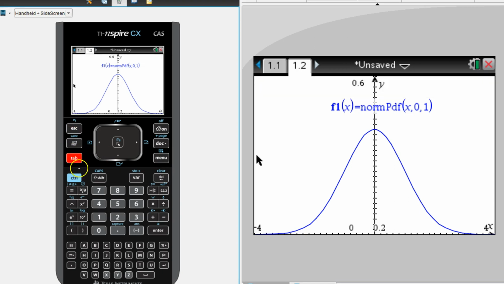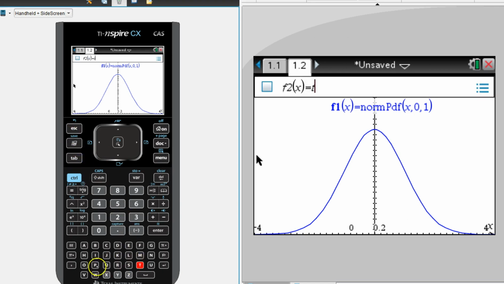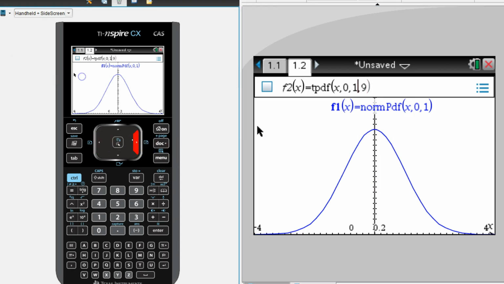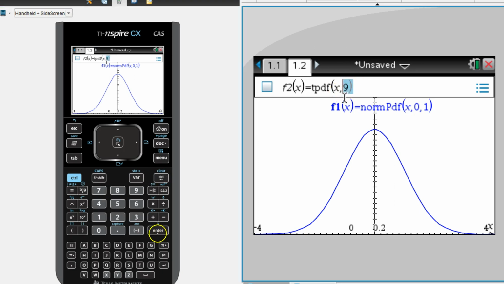Instead of norm PDF, what if I did t PDF? And so I can graph it with different x's. But I also have to include, let's see, degrees of freedom. So let's say we sample 10 people. And 10 people would have degrees of freedom of 10 minus 1, 9. I think that'll work. Let me see. Too many arguments. I don't think I need the mean. I think I just need the 9. So just put that. Okay? So the x with degrees of freedom of 9.